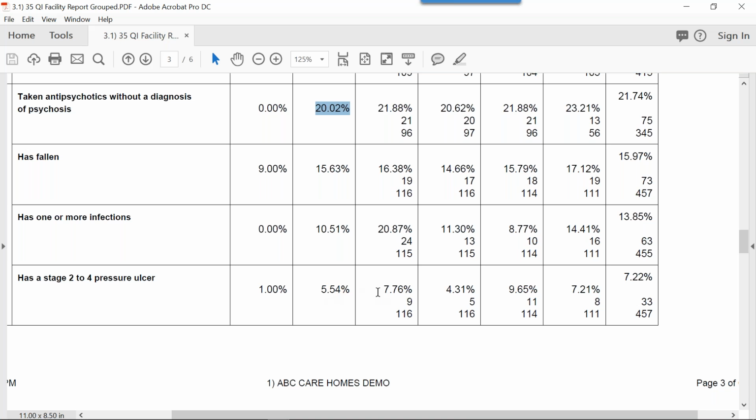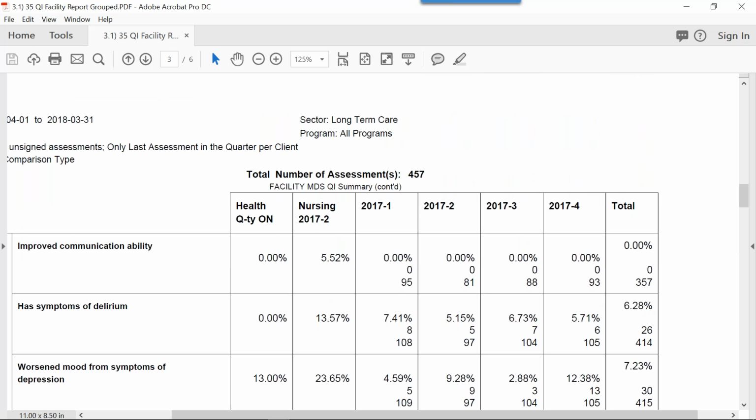Ulcers, I was at 7, dropped to 4, up to 9 at 7. So I'm not accomplishing a lot there. Remember, Health Quality Ontario wants us to be at 1%. However, we're not that far off of the provincial average, but we are off. Okay. So again, this type of report where you can break data down into more clear analysis by unit or by program, I mean, if you were using programs, is a very handy way to be able to look at that kind of data.